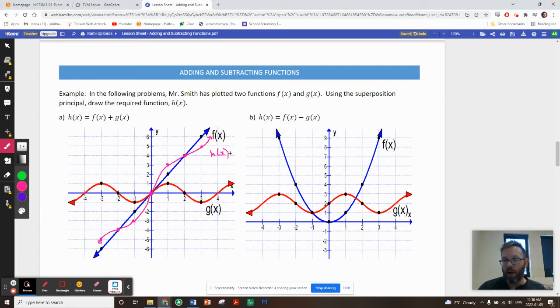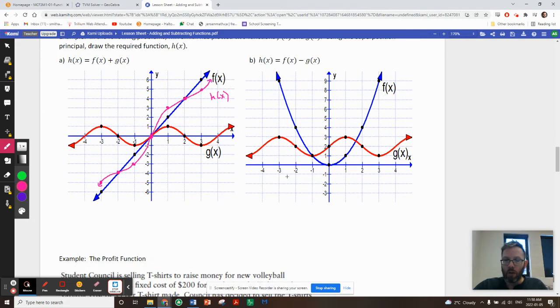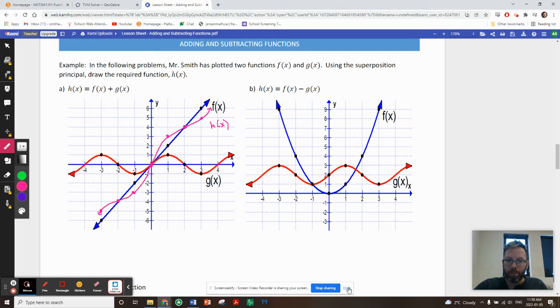If you haven't tried the next one, finding the difference of two functions, give it a try. Pause the video. You can unpause when you're ready. But again, you can follow along with me as well. Here we go. So just to be clear, we're doing f of x minus g of x. F of x is the blue parabola here. G of x is the red sinusoidal function. So we're subtracting the blue y values from the red y values.